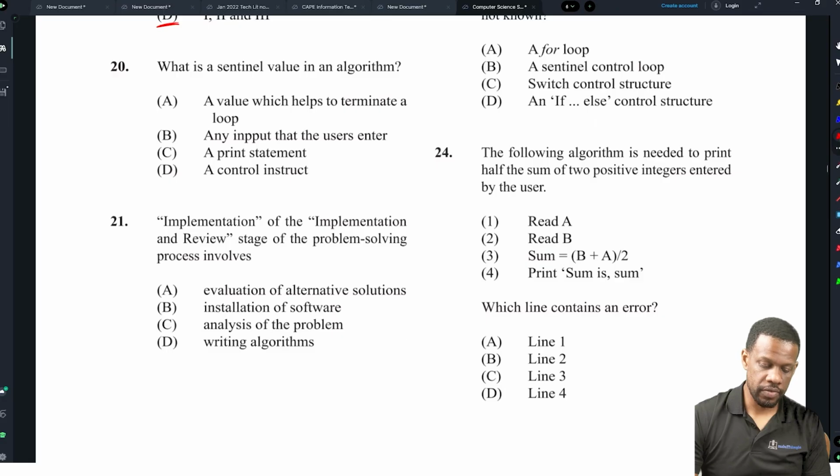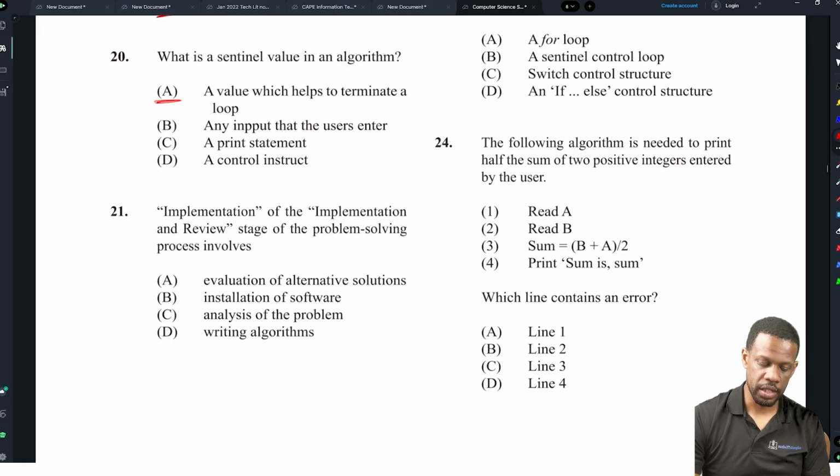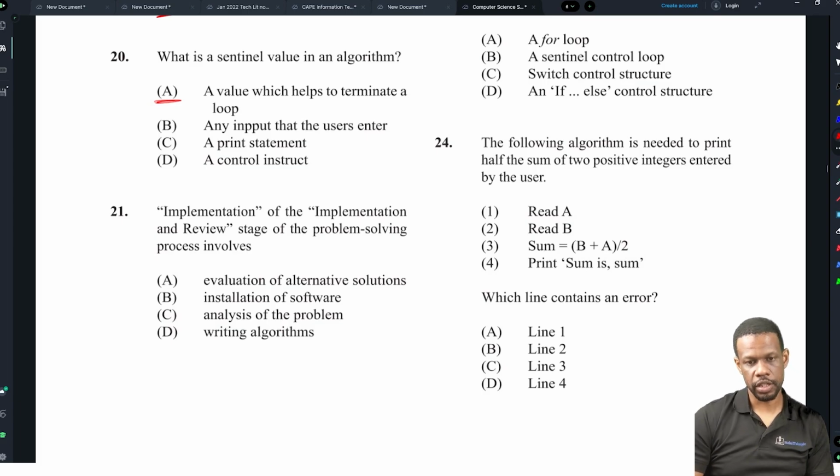What is a sentinel value in an algorithm? A sentinel value is a value which helps to terminate the loop. Yeah. That's basically what you have to increment. Am I mixing it up? No, I think that's basically what you use to increment. So like C is equal to C plus 1, that'll be the sentinel value.